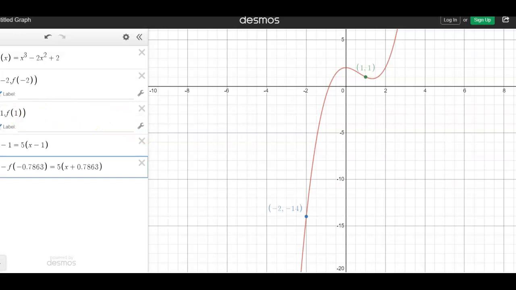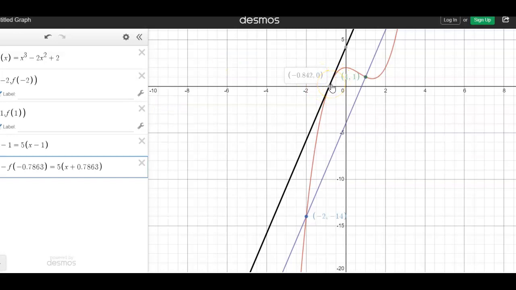And then I had to draw a line between the 2 points. I just did y minus 1 equals 5 times x minus 1, because I know the slope of the line is 5. I just did the point-slope form, and it actually will draw the line for me. And then I want the tangent line, the equation of the tangent line. Well, I did that by doing y minus the y coordinate at x equals negative 0.7863, which is a little hard to see, and then equals 5 times x plus 0.7863. And you can see the black line and the blue line are essentially parallel.